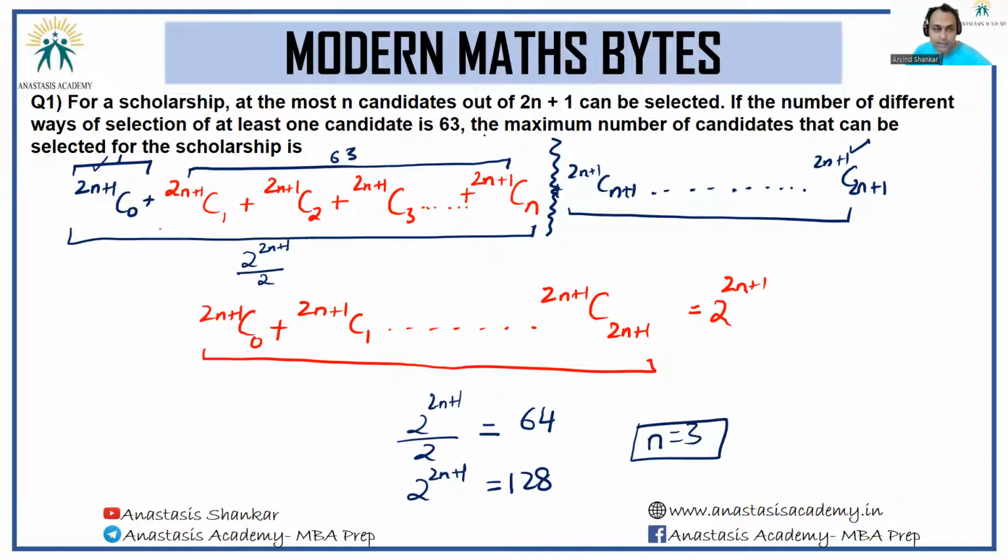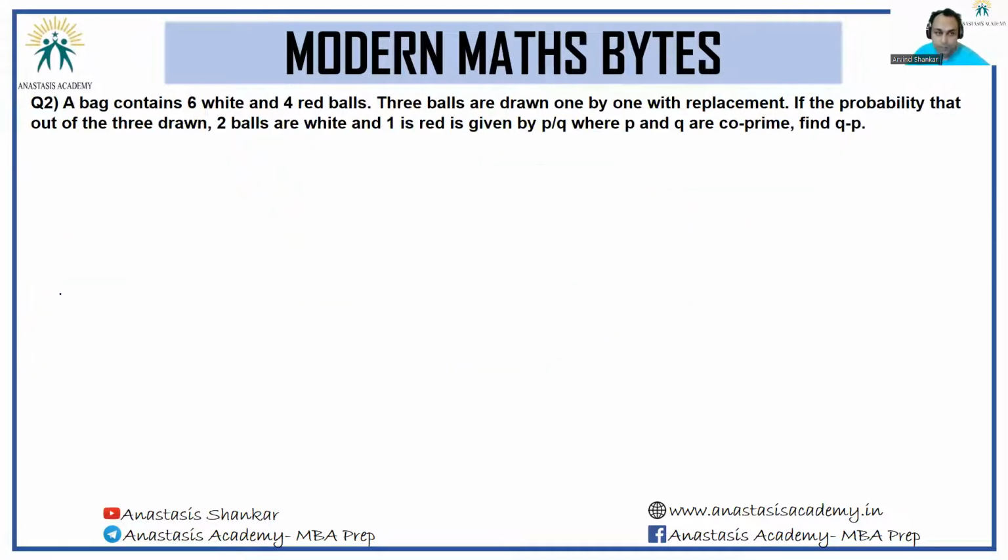And this is precisely what the question was asking me. The maximum number of candidates that can be selected for scholarship is n candidates. N is equal to 3. Answer to the question will be 3.